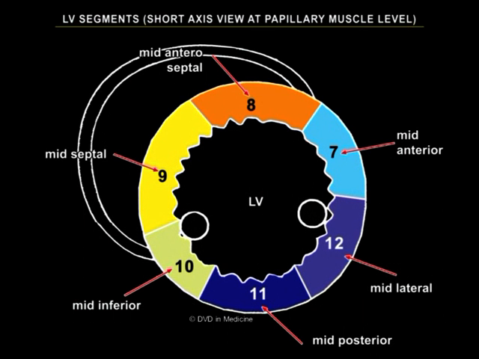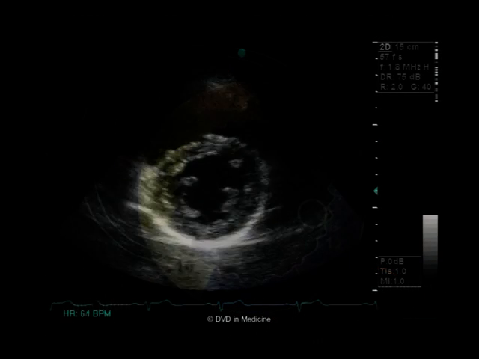In this picture, one can see the segments of the left ventricle which are visible in the short axis view at papillary muscle level.